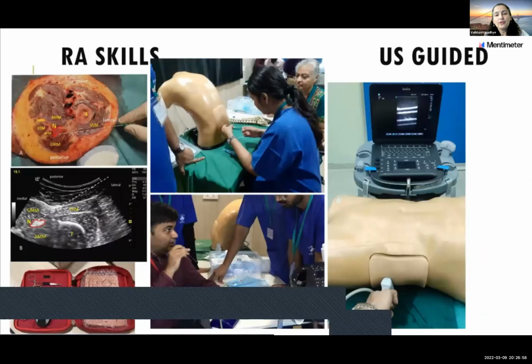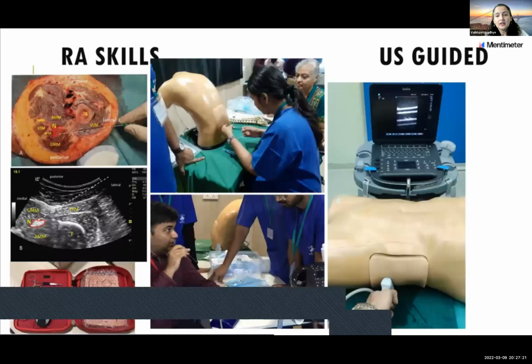The other options for learning regional anesthesia skills are also cadaveric needling. That's very popular because it's almost near realistic. The real fascias, the real nerves, the real muscles could be visualized. Unfortunately, in the last 2 years, due to COVID, cadaveric dissections were limited due to fear of infection.